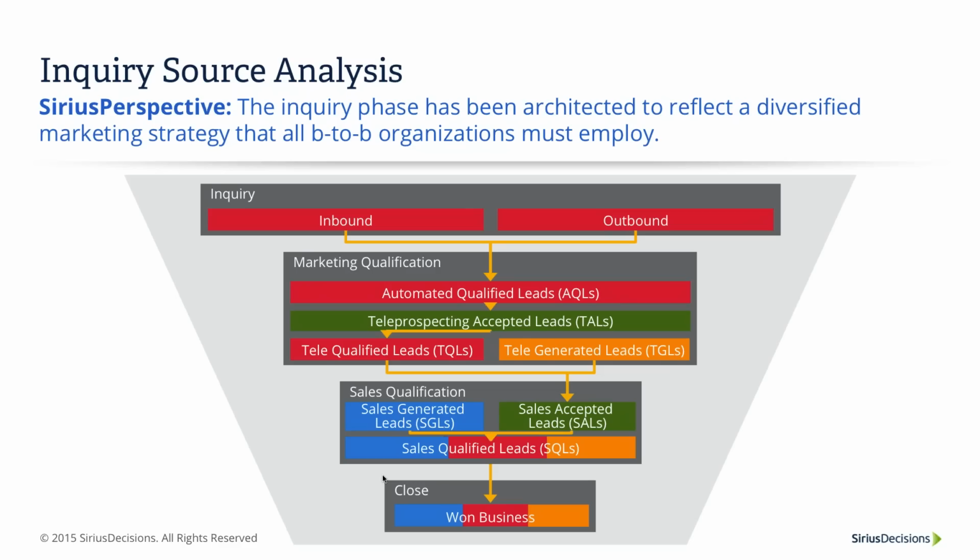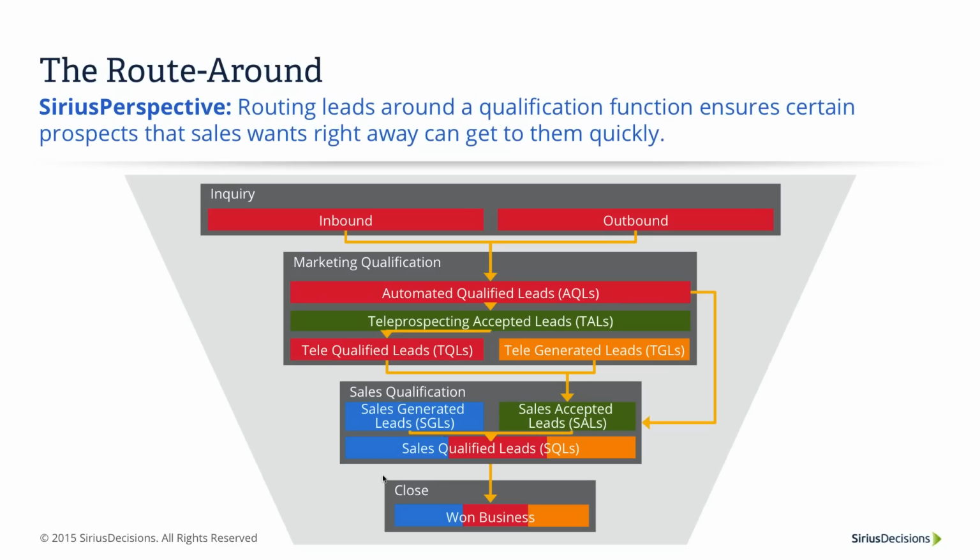So you can see we're almost there now, and we just have one or two more things to go. If you can see now, I've added a yellow arrow to the right-hand side of the demand waterfall, and that's what we call the route around arrow. And it's going straight from that automated qualified lead or from your marketing automation platform all the way to that green sales accepted leads box.